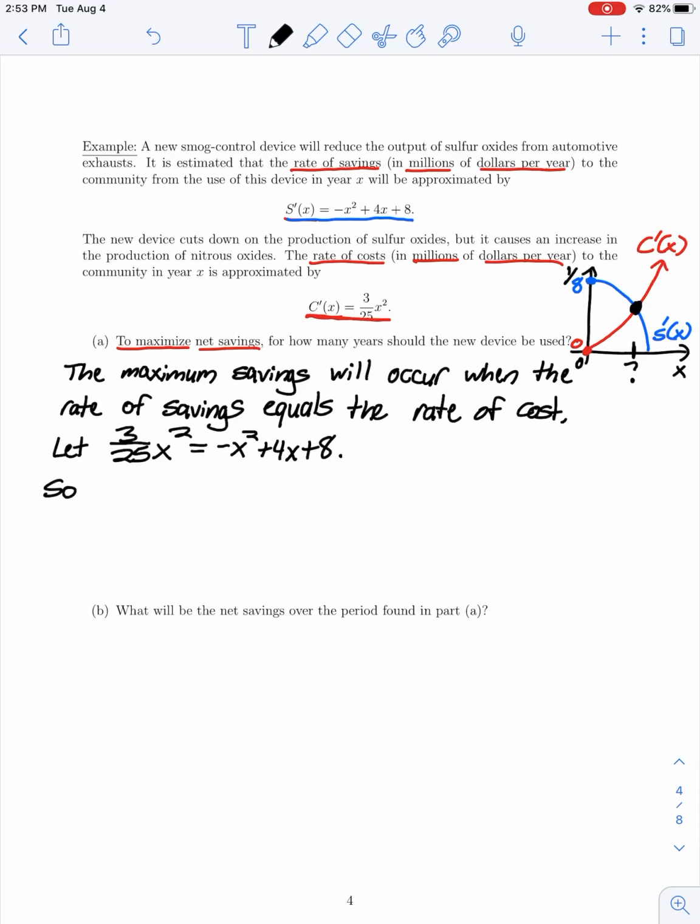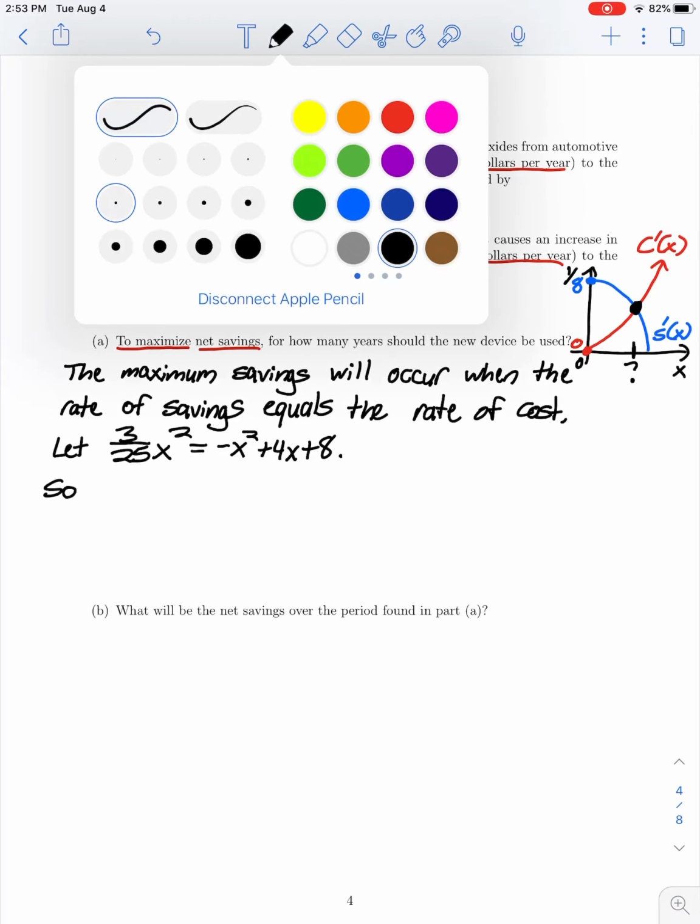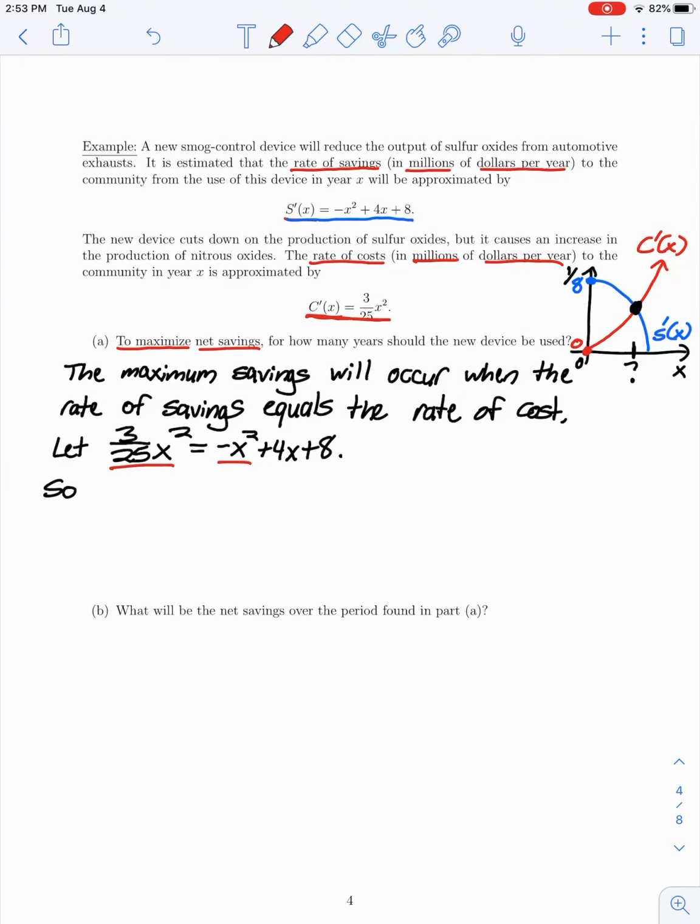So to solve for x, we could move all of our expressions to one side of the equation, maybe the left-hand side. So if I were to add 1 x squared to both sides, I have 3 over 25 plus 1, which is 25 over 25, so 28 over 25 x squared. Then I would subtract 4x and 8 from both sides, and I have the following equation.